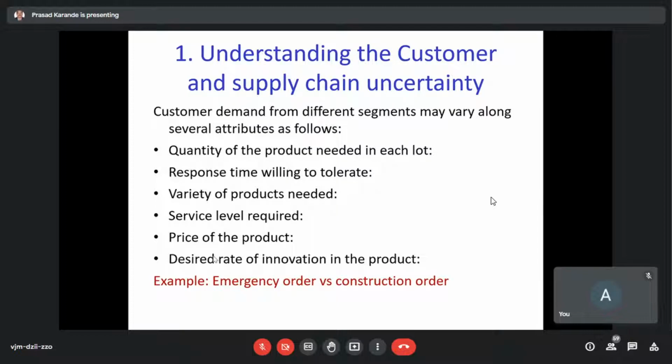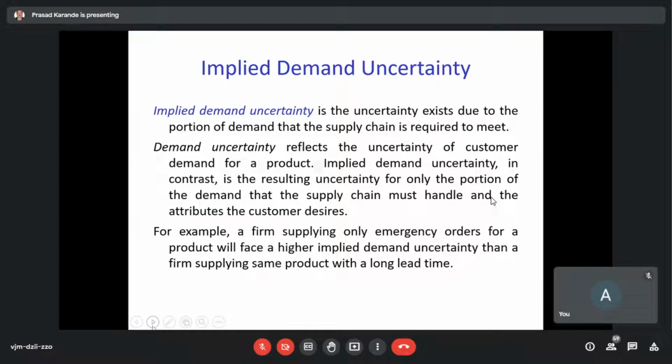It is not static, and so this is also uncertain. And the desired rate of innovation in the product means how frequently, related to the lead times, you will be changing your product. This uncertainty will create the situation for emergency orders or construction orders, which are the predefined orders.